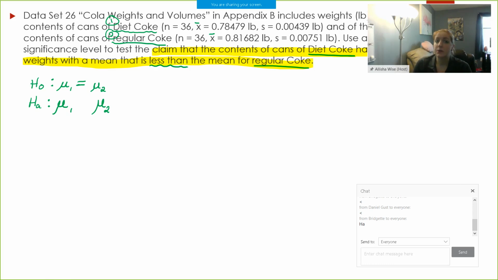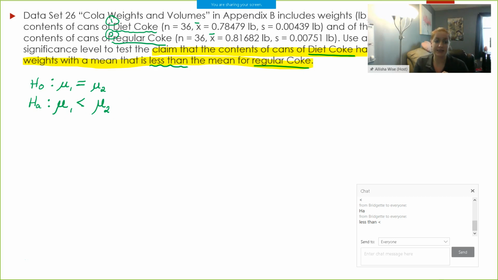The HA is what we're going to test. So what symbol is going to go between the means? What do you think? Less than, yeah. You're absolutely right. It is less than, because Diet Coke, which is group 1, should be less than regular Coke, which is group 2. So that's how we set it up.